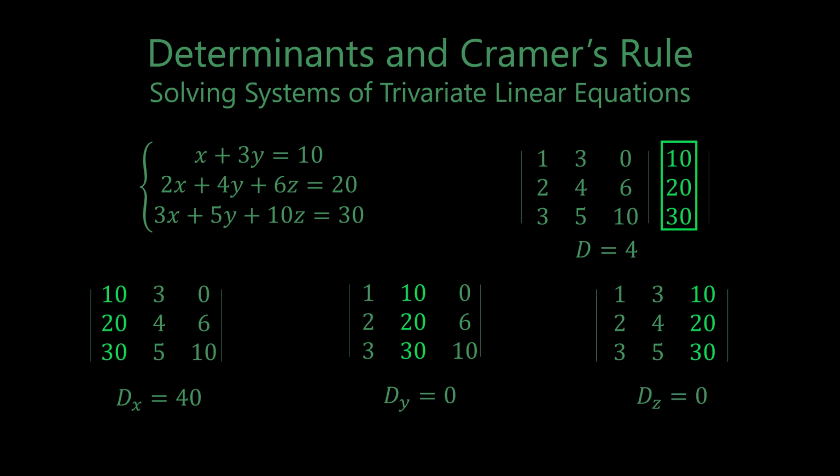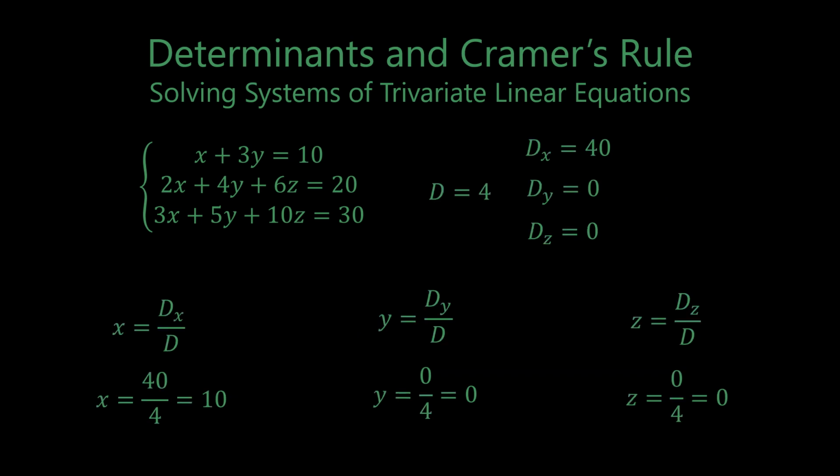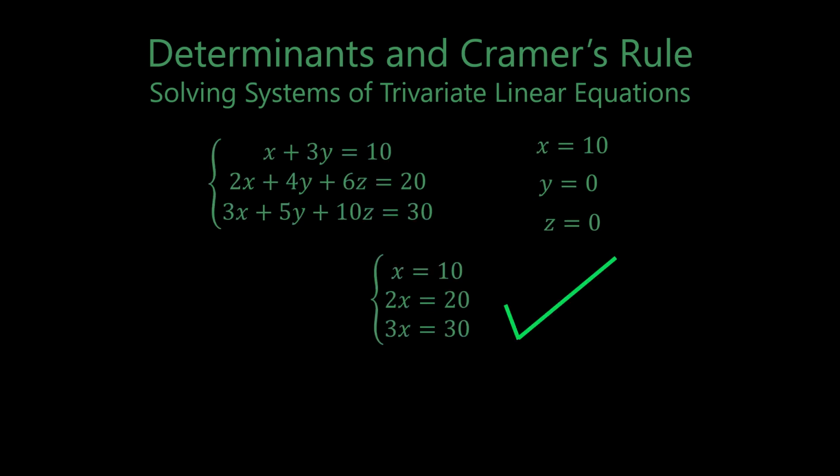Hopefully you got that both of them had a determinant of 0. Now we do some division and find our variables are 10, 0, and 0. And we can remove y and z since they're both 0, and we get x equals 10, 2x equals 20, and 3x equals 30, so our answers check out.